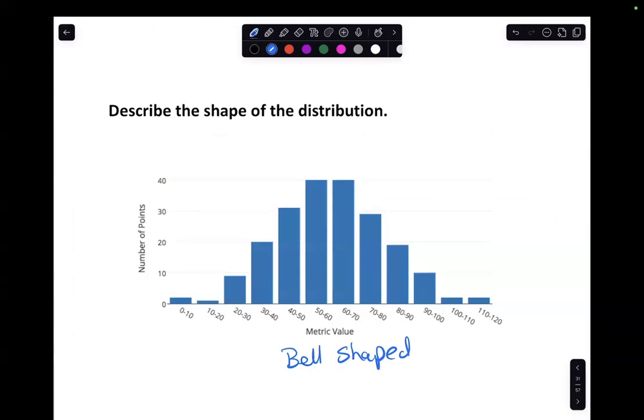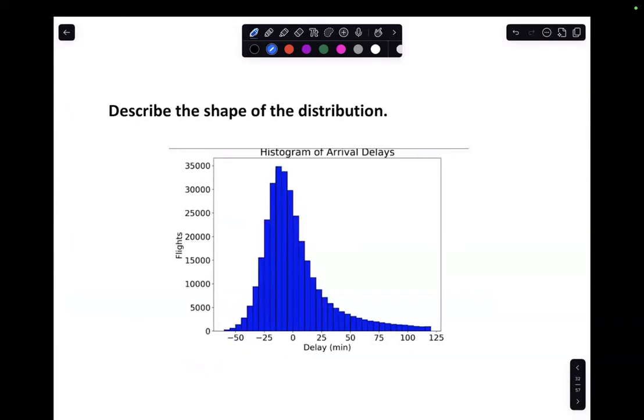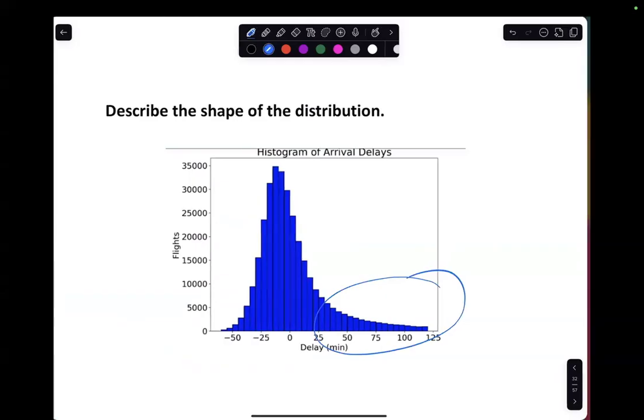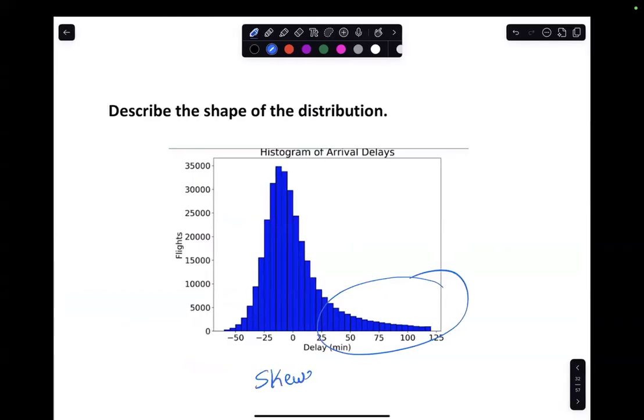All right, next. Think about this one. What do we have here? Yay, this is skewed right. Good job. My tail is over here on the right. Skewed right. I love it.